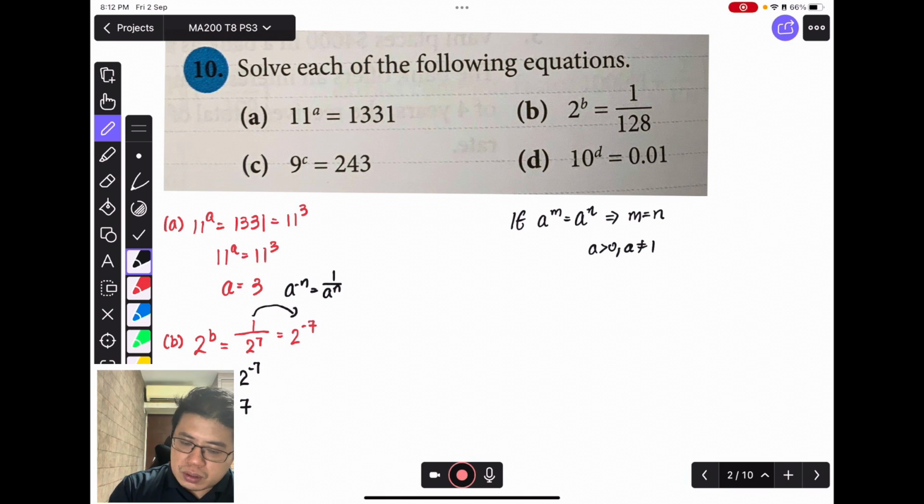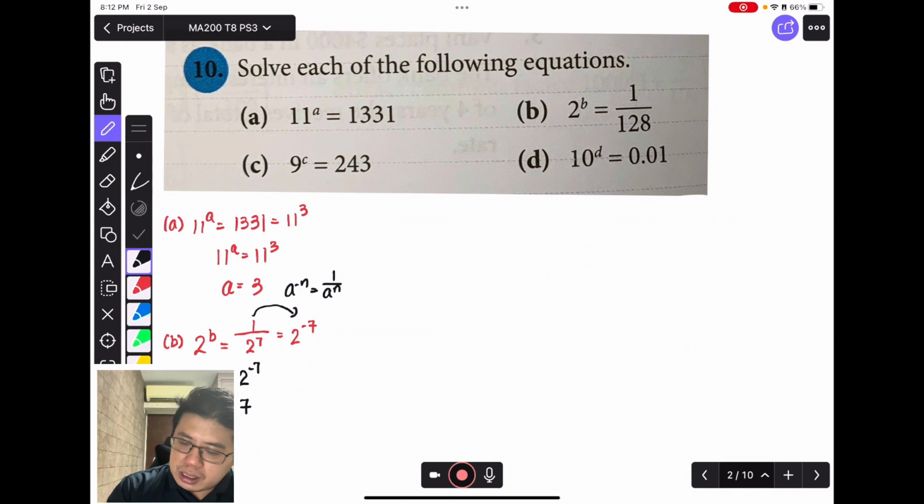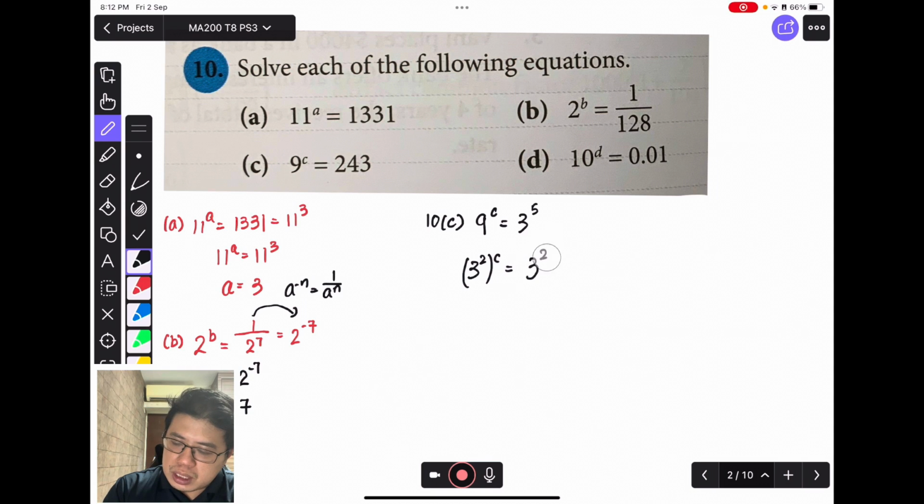Alright, so next let us look at c. We have 9 power c equals to 243. Now 243 actually, if I were to convert both to base 3, 243 is the same as 3 to the power of 5. Similarly, 9 is the same as 3 square, so it's 3 to the power of 2, to the power of c, which will also be the same as 3 power 2c.